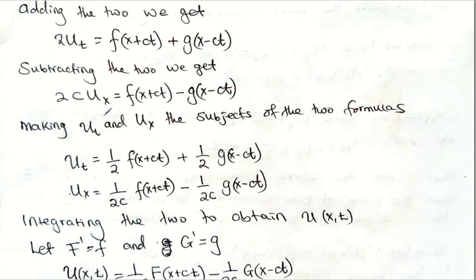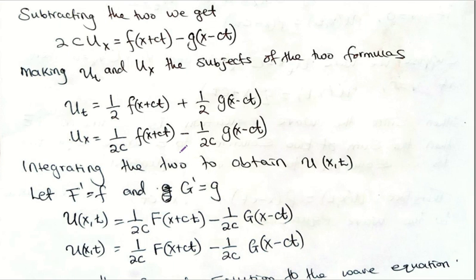Now, we can divide both sides by 2 to make ut the subject of the formula, whereby we'll get ut equal to 1 over 2 f of x plus ct plus 1 over 2 g of x minus ct. And in this second case, we can divide by 2c to make ux the subject of the formula. We'll have ux is equal to 1 over 2c f of x plus ct minus 1 over 2c g of x minus ct.